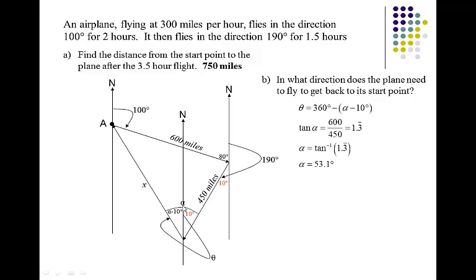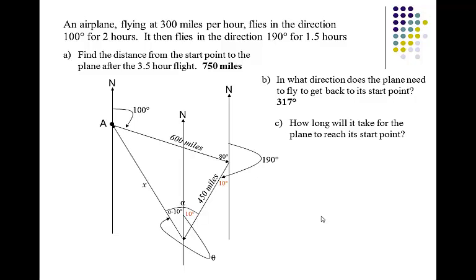And so tangent of alpha is opposite 600 over adjacent 450. Inverse tangent of 1.3 repeating is 53 degrees. So alpha is 53, the whole alpha is 53. This piece is 10 degrees. Well, that only leaves me with 43 degrees. So this piece is 43. If I went all the way around, it'd be 360. I'm missing 43 degrees. So I take 360 minus 43 degrees, and it looks like I'm going to say 317 degrees. So 317.